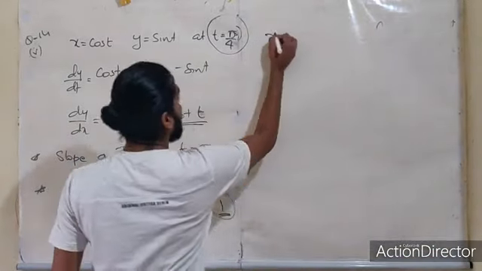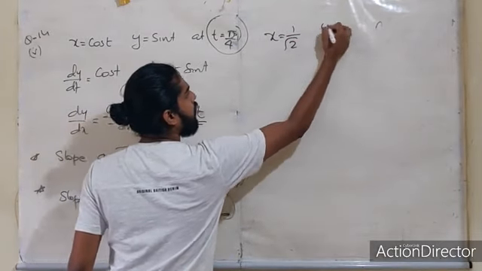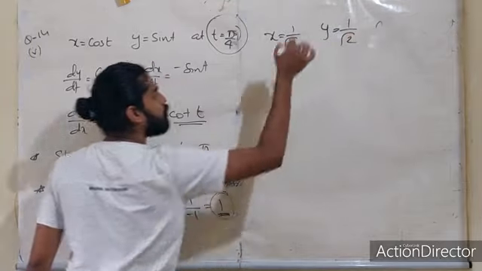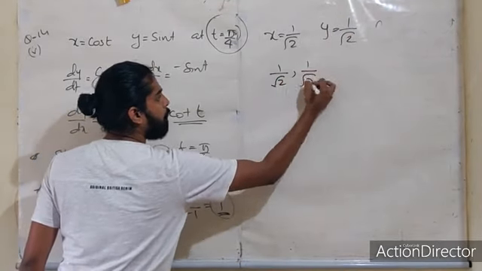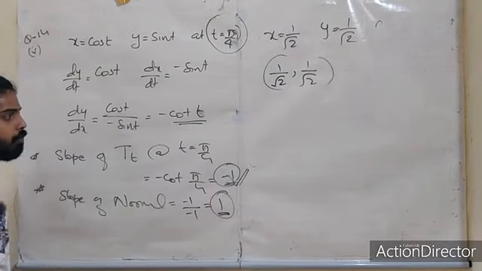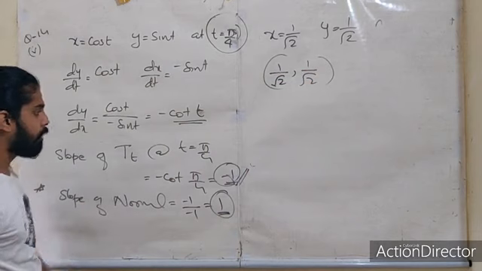See here, x is equal to cos t and y is equal to sin t. That means the x coordinate is equal to cos pi by 4, which is 1 by root 2, and the y coordinate is equal to sin pi by 4, which is also equal to 1 by root 2. So the point is 1 by root 2 comma 1 by root 2. So it is done. We found the point. Now we will find the equation of tangent and equation of normal.